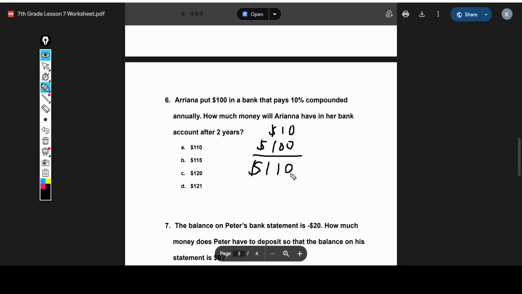And then you get 10% on top of that. So 10% of 110 is 11, and now you add those two together and get 121. So after 2 years, she has $121.